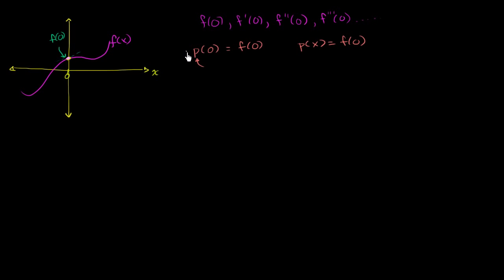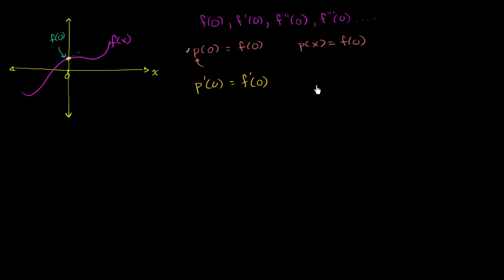Beyond the fact that we want p of 0 to be equal to f of 0, let's say that we also want p prime at 0 to be the same thing as f prime at 0. Let me do this in a new color. So we also want p prime. We want the first derivative of our polynomial, when evaluated at 0, to be the same thing as the first derivative of the function when evaluated at 0. And we don't want to lose this right over here.